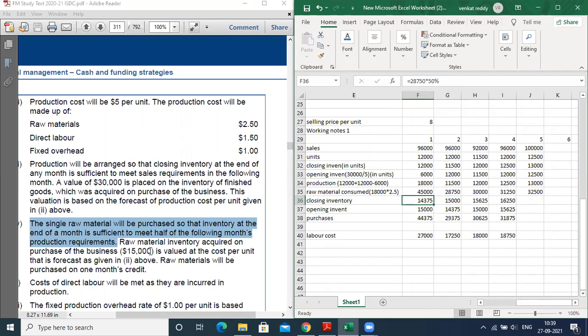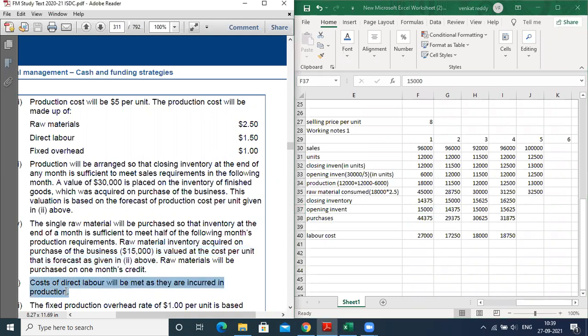And the opening inventory value is already given in the question itself, 15,000. Then the purchases: how did I get the purchases here? Raw material consumed 45,000 plus closing inventory 14,375 minus opening inventory of 15,000. I got purchases of 44,375. The similar process we will apply for the following months. When it comes to the labor cost, they mentioned that the cost of labor will be met as incurred in production. So what is the total production here? 18,000. And the cost of labor is $1.5. So 18,000 into 1.5, I got 27,000 as my labor cost.